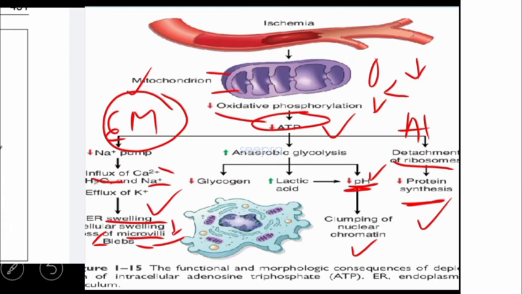This is reversible because if the ischemia, the hypoxia condition, lasts only a short time and O2 is provided to that tissue, then the situation is reversed and the cell becomes normal. That's why this situation is known as reversible cell injury.